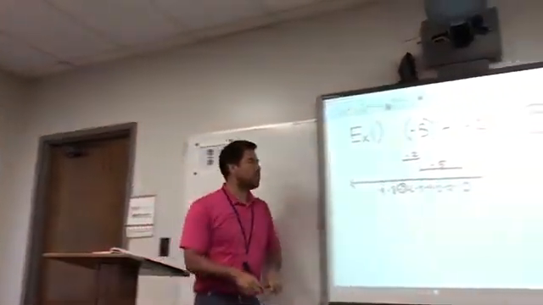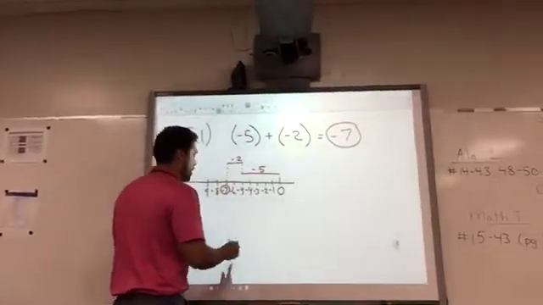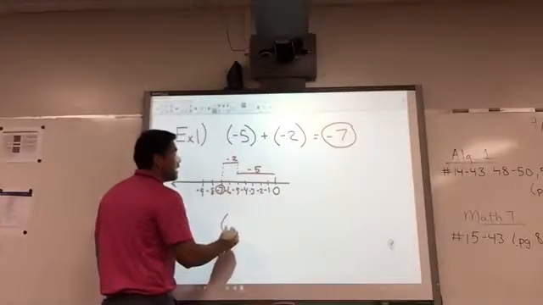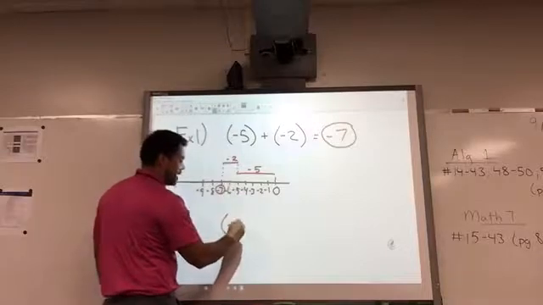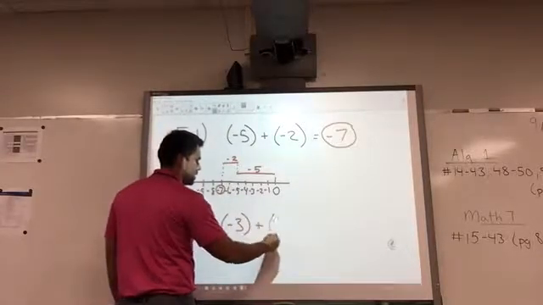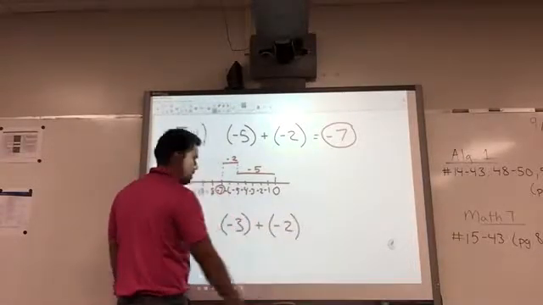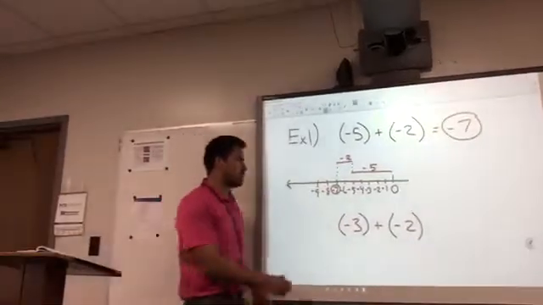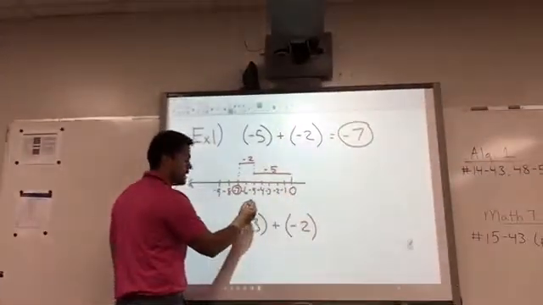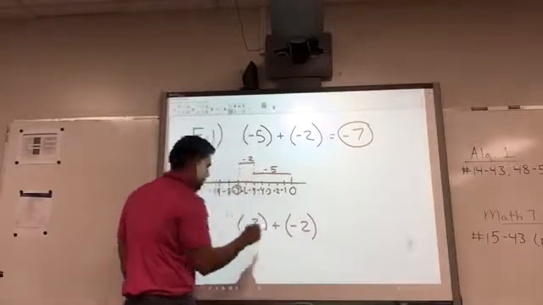But using the same number line, let's get another problem going here. So this is not an example. Let's go with -3 plus -2. Okay? So what you can do is you can either do it with a different color, or I'm going to do it underneath and do this problem down here.